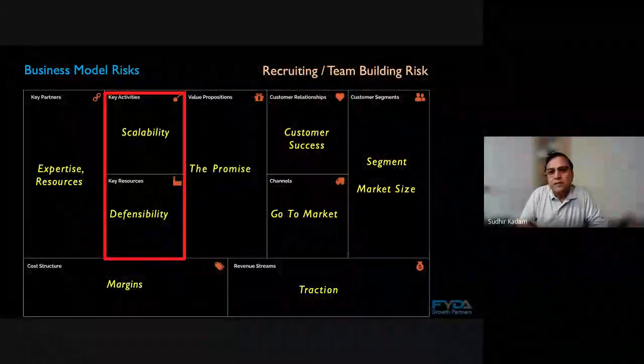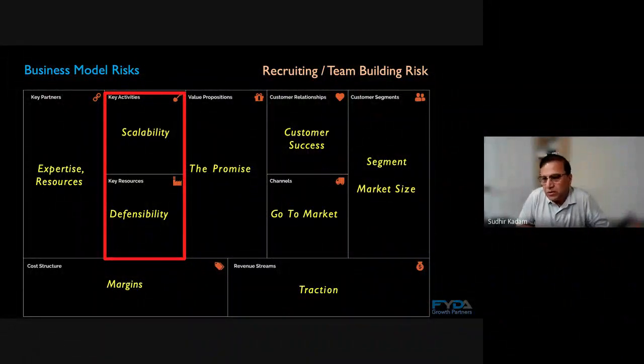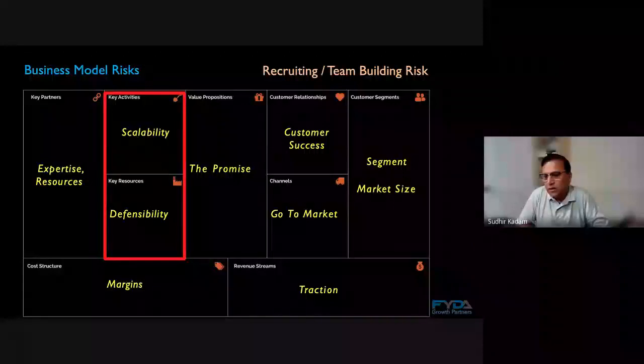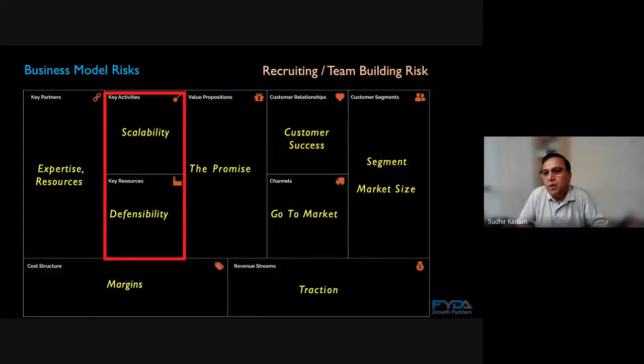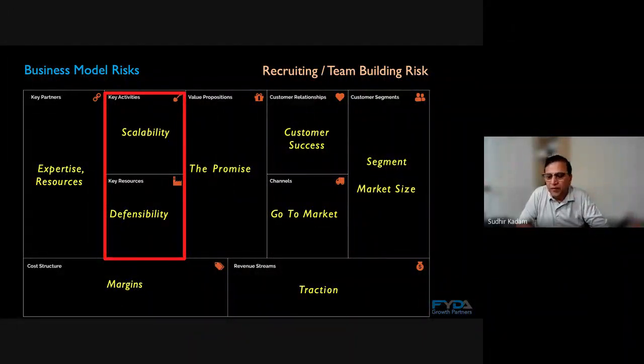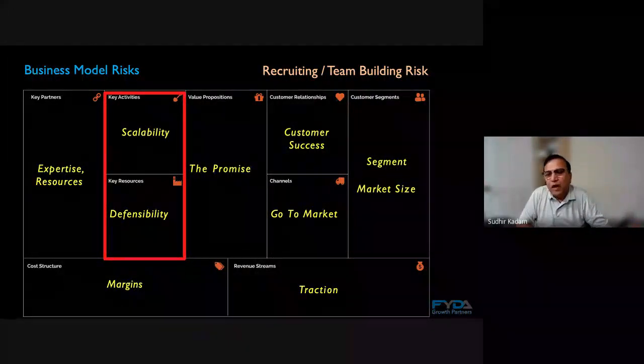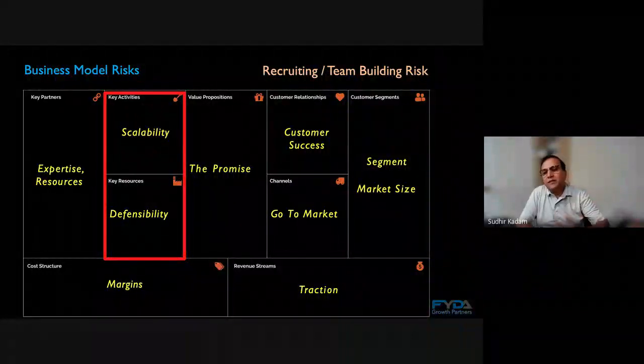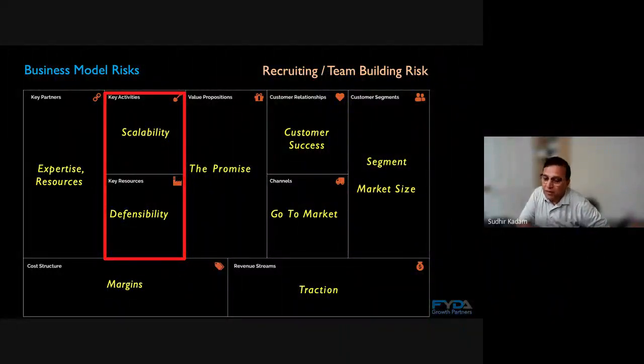The other risk is the recruiting risk. This is one thing we look for in the founders: is the founder able to build a great team? Is he able to hire people and build his team effectively? So how do I de-risk this? You have built a strong team in the past.